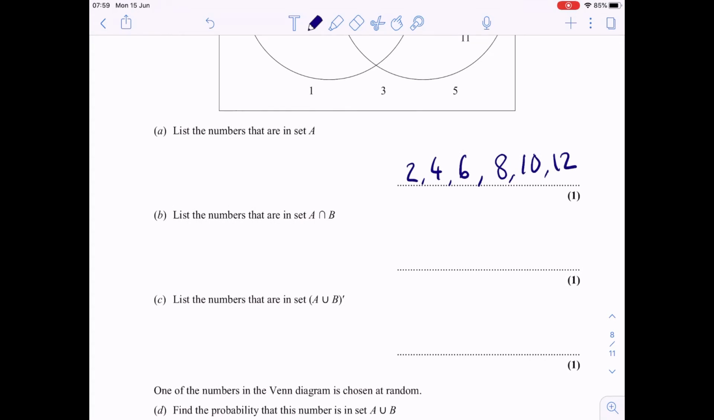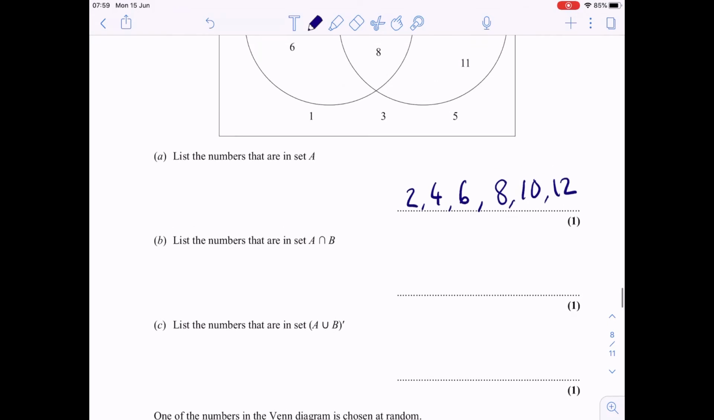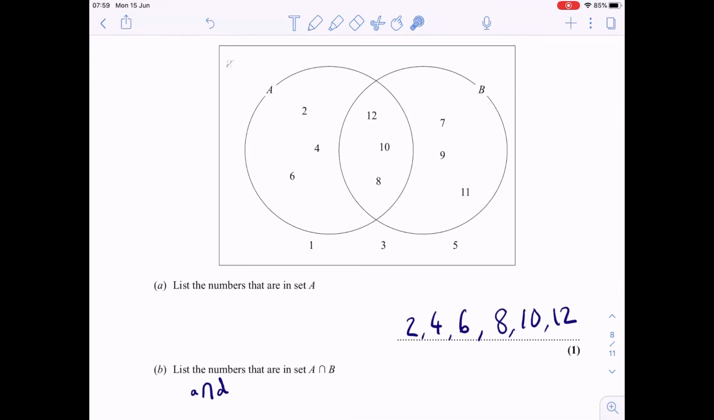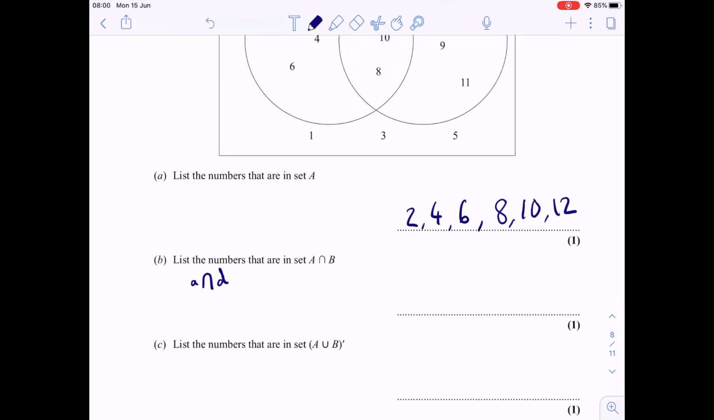And list the numbers that are in the set A and then this funny N symbol B. Now I always remember this N as meaning and, so it has to be in both A and B. It's our intersection. Okay, so that's just going to be 8, 10, and 12.